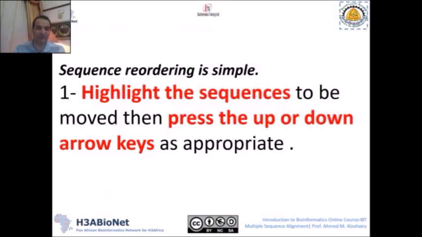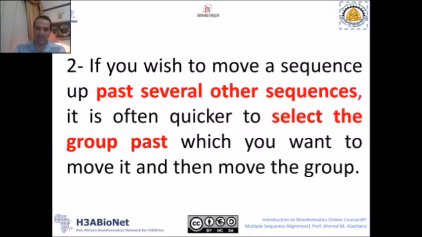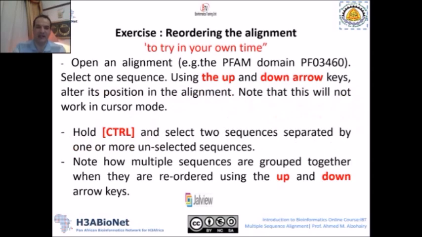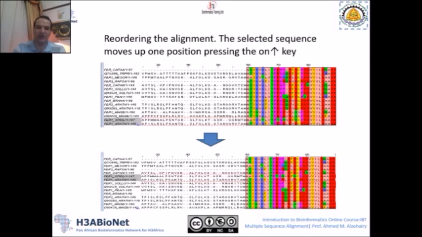Sequence reordering is simple. Of course, you can do it another way, by highlighting the sequence to be moved. You can also reorder with the arrow keys instead of using this sort option. Just click on any sequence and move the arrows up and down, and you can order your sequences in the order you want. This small exercise is for you to do in your own time, just to see how you can order sequences using the arrow keys. You will see that using the arrows, you can simply move sequences from one position to another.